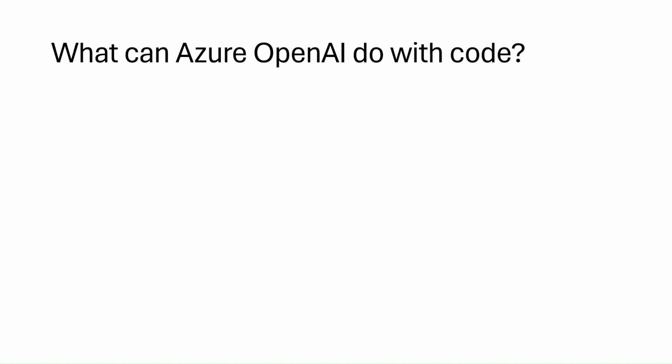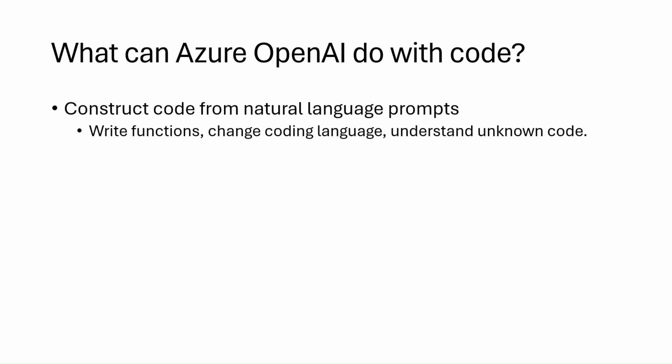So what can Azure OpenAI do with code? Azure OpenAI can generate code from natural language prompts. Azure OpenAI models can generate functions and apps in several languages just by us describing what we want. If we have code in one language, but we need it in another, Azure OpenAI can translate that for us, and the models are helpful for understanding code that doesn't quite make sense to us, or maybe in a language that we aren't familiar with.